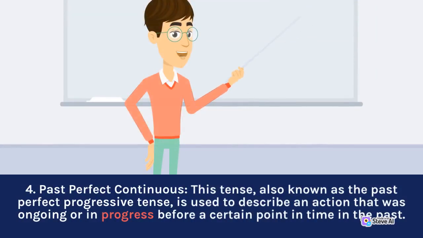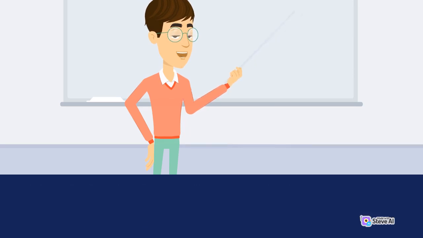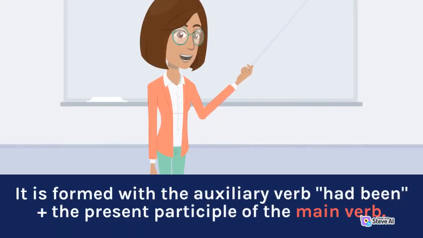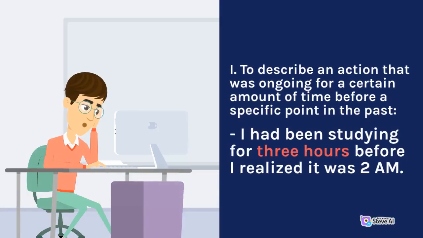4. Past perfect continuous. This tense, also known as the past perfect progressive tense, is used to describe an action that was ongoing or in progress before a certain point in time in the past. It is formed with the auxiliary verb had been plus the present participle of the main verb. 1. To describe an action that was ongoing for a certain amount of time before a specific point in the past. I had been studying for 3 hours before I realized it was 2 a.m.